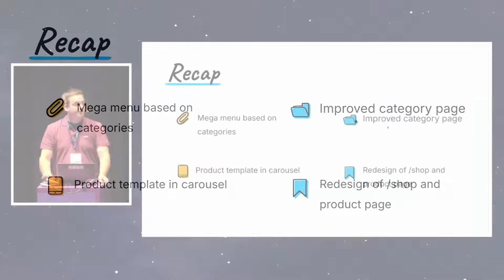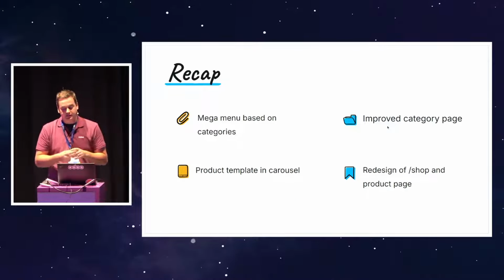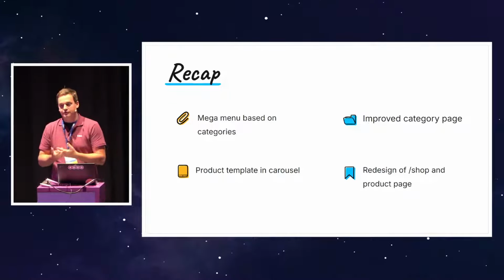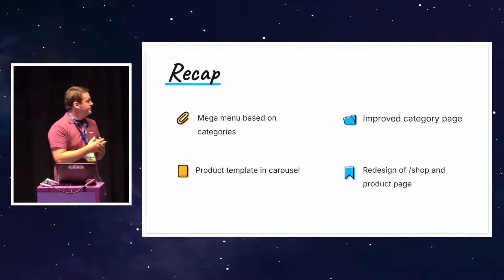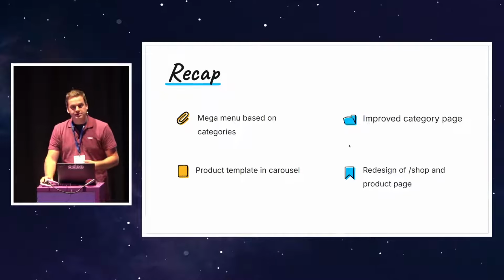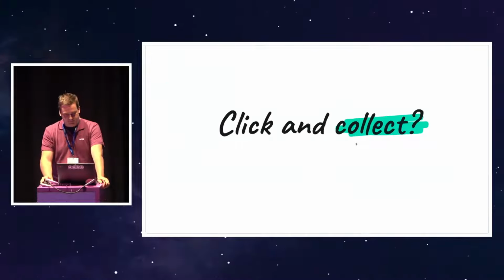So we improved the user interface. Now we have the mega menu based on the e-commerce category. We improved the category page a lot, mainly for SEO, but also for user experience. And we also changed the carousel to have the product template. We also redesigned the shop page and the product page, but this will continue for the next version. It's an ongoing process, as I said.